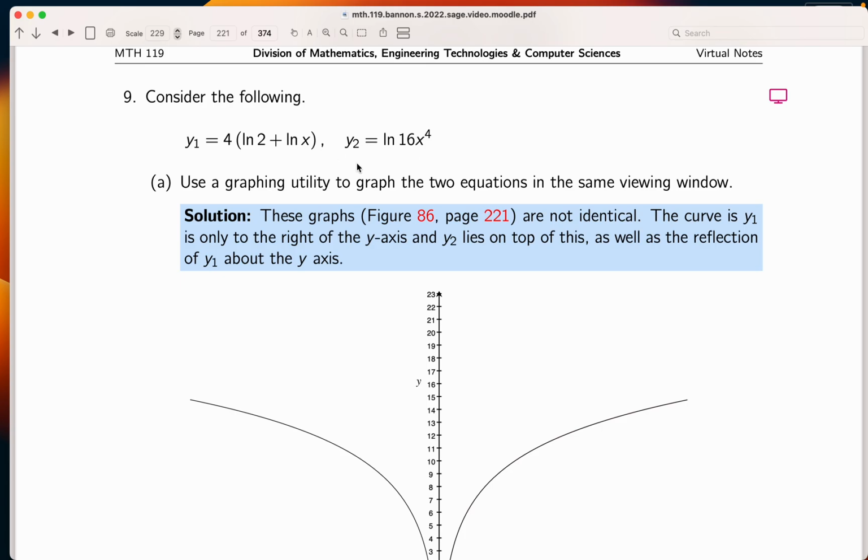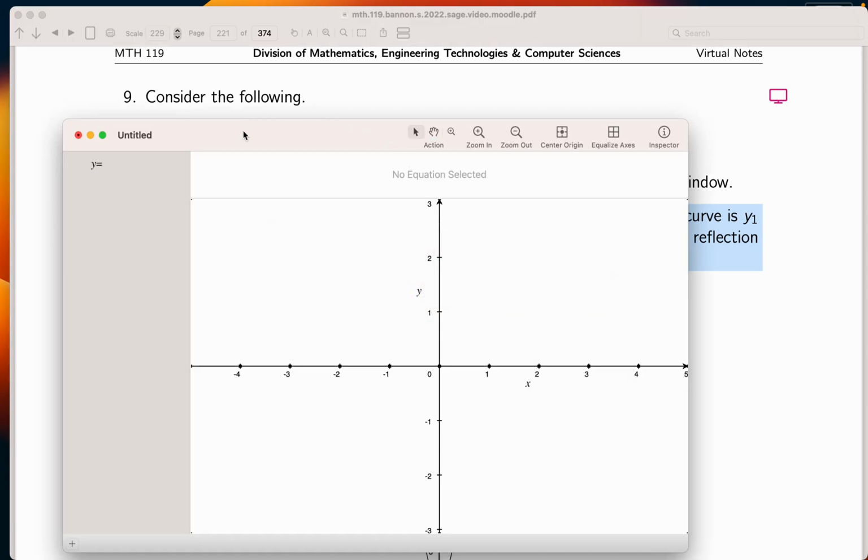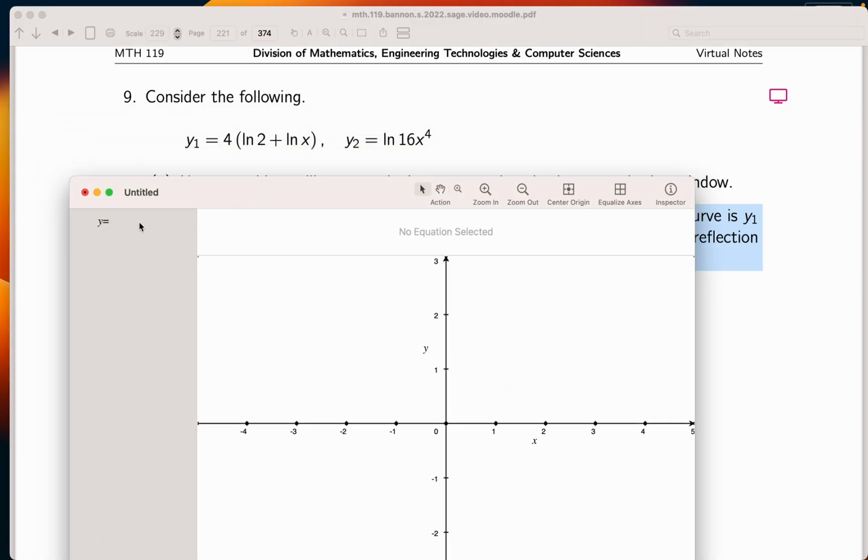Following two equations that you're given, y1 is equal to that, y2 is equal to the thing. It says use a graphing utility to graph the two equations in the same viewing window. So I'm going to go to an application to graph it, and you're free to use whatever you want to use. Let's type this in, and we're going to type in over here 4.